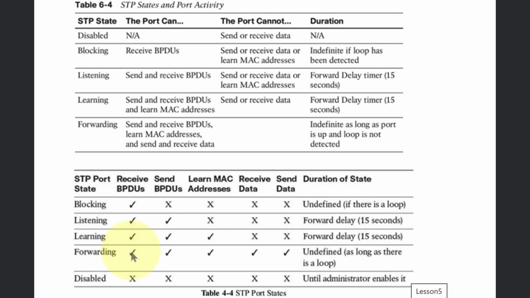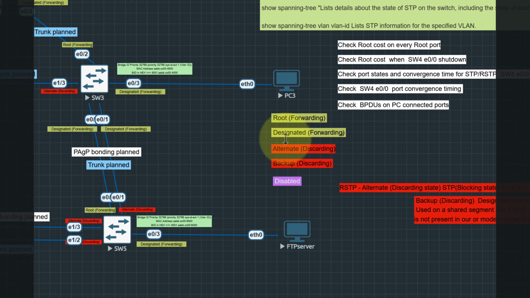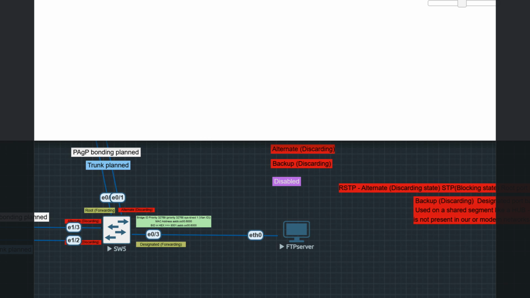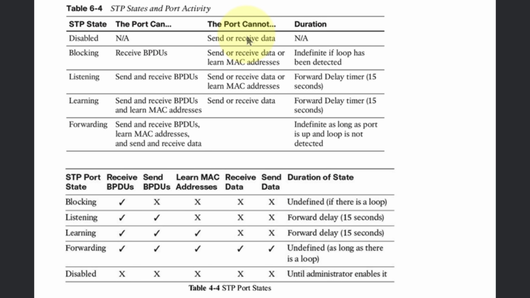The forwarding port is when it is in designated state or forwarding state, which are the roles for the root ports and designated ports. So the forwarding state receive BPDUs, they send BPDUs, they learn MAC addresses, they receive data, they send data, and the duration state is undefined as long as there is a loop.